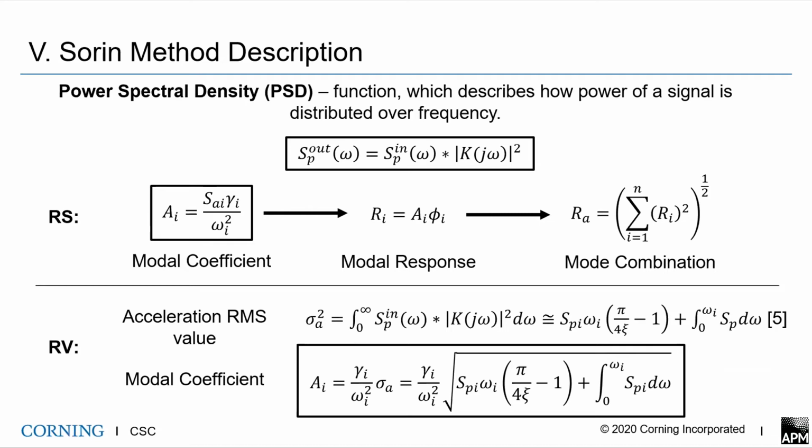Then, using given acceleration response spectra, we can obtain corresponding modal coefficient. Here, SAE is the value of response spectrum at frequency omega i. After that, we can calculate modal response by using a formula, which you can see on the slide. And finally, total response can be obtained by using one of the mode combination methods.